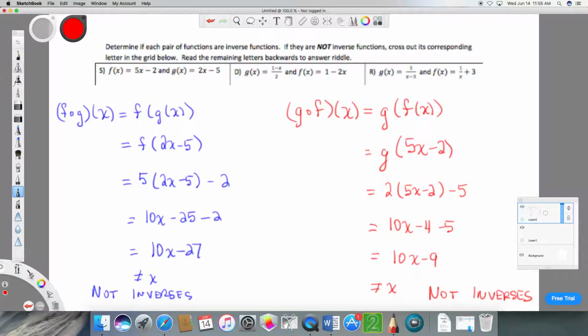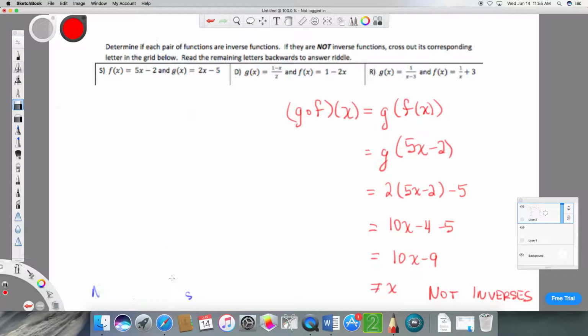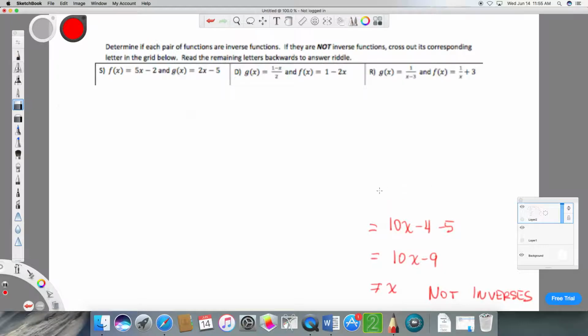All right, so let's move on and do this. I guess it's D. All right, so it's repetitive. We're just going to do the same thing again.